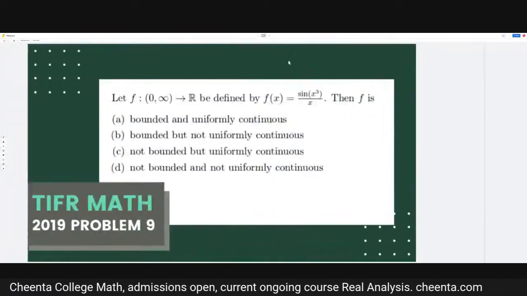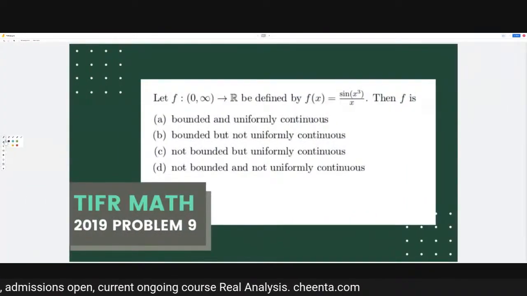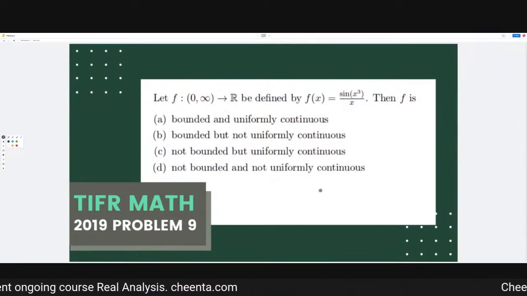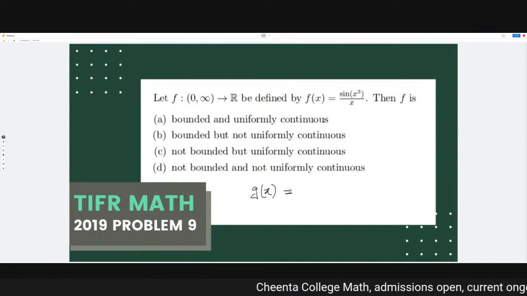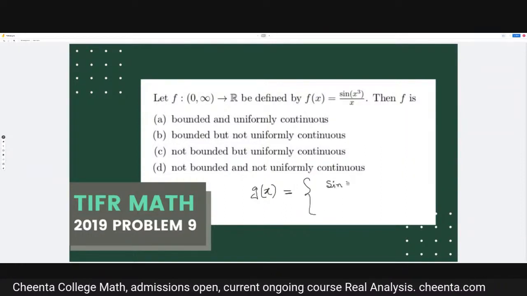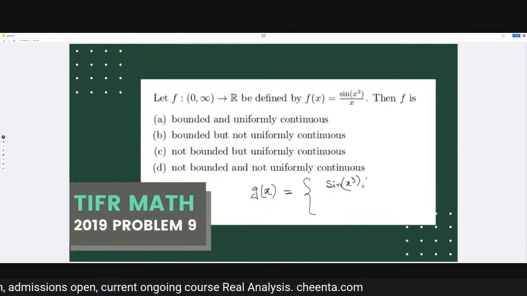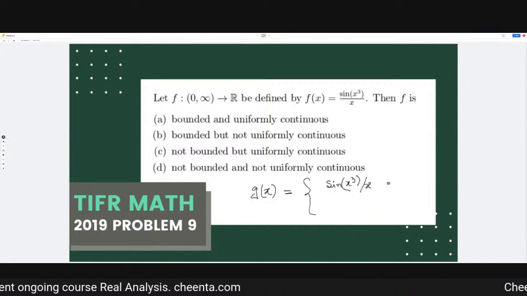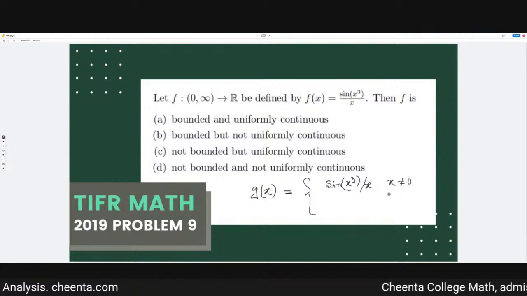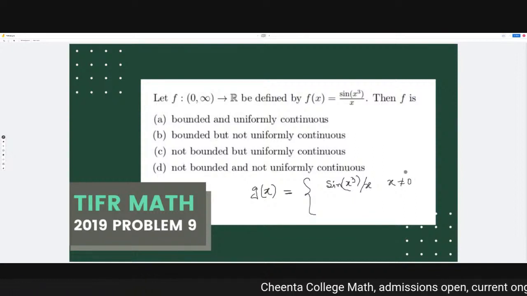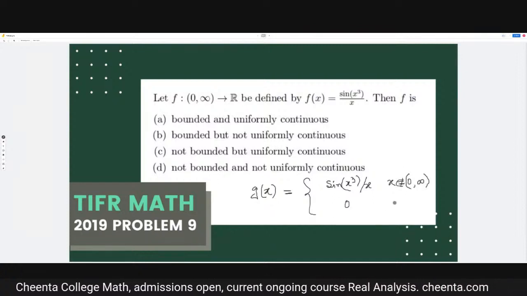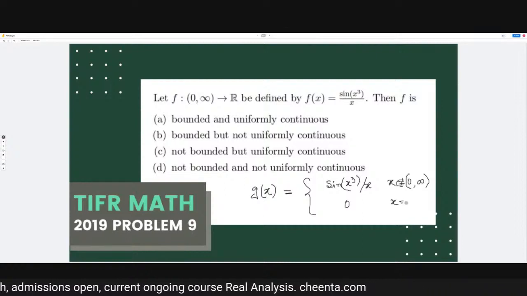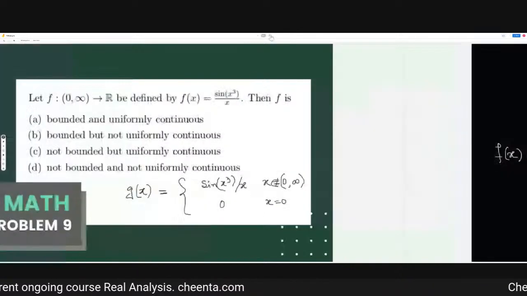So in this extension theorem, look at this function very carefully now. What I will do is define g(x) to be sine of x cubed by x when x is not equal to 0, of course I mean x belongs to the open interval (0, infinity), and 0 when x is 0. So what does this tell us?